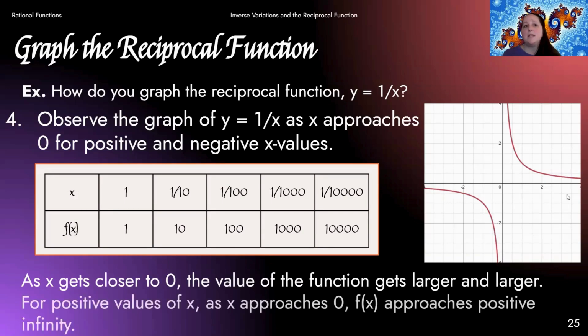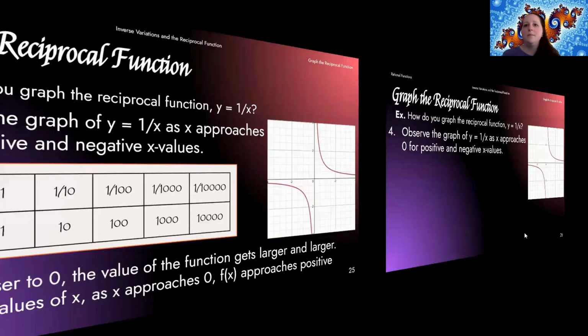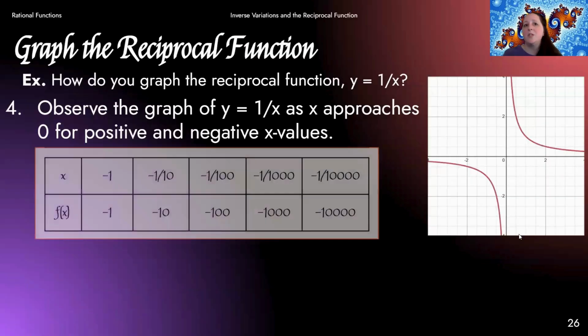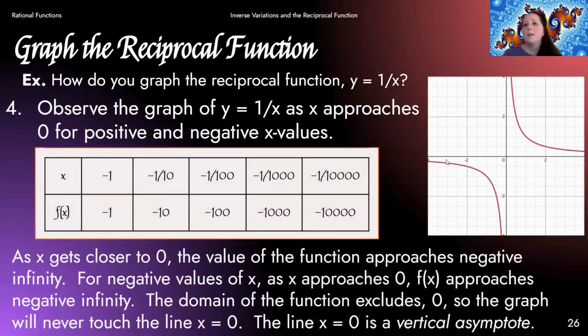The same can be seen from the other side for positive values of x: as x approaches 0, f of x approaches positive infinity. So I'm going this way, getting larger and larger. You can see this for negative values as well. As I get closer and closer to 0 from this direction on the left side of my graph, I can see that I'm getting greater and larger numbers towards negative infinity. So for negative values of x, as x approaches 0, f of x approaches negative infinity.